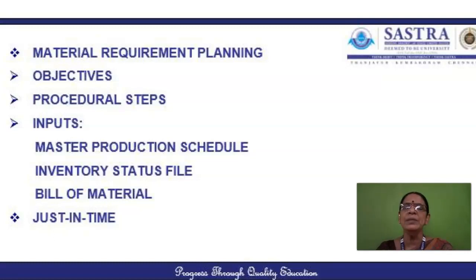The dependent demand inventory systems are material requirement planning, manufacturing resources planning, and just-in-time systems. We shall discuss them one by one. Material requirement planning is an integral part of production planning to have effective inventory control. Production plans are converted into material plans.